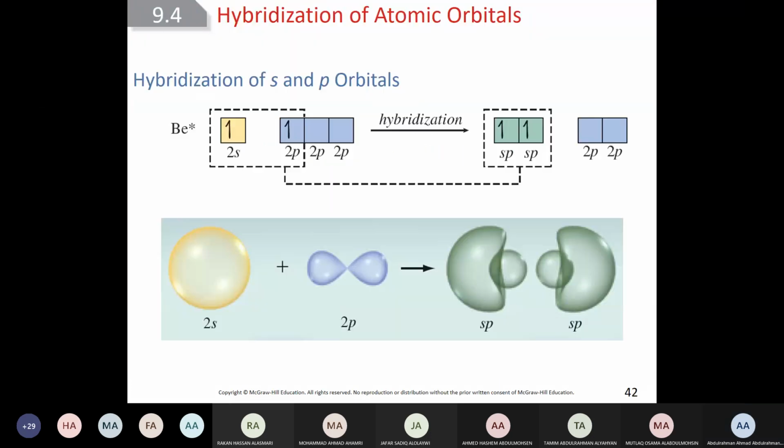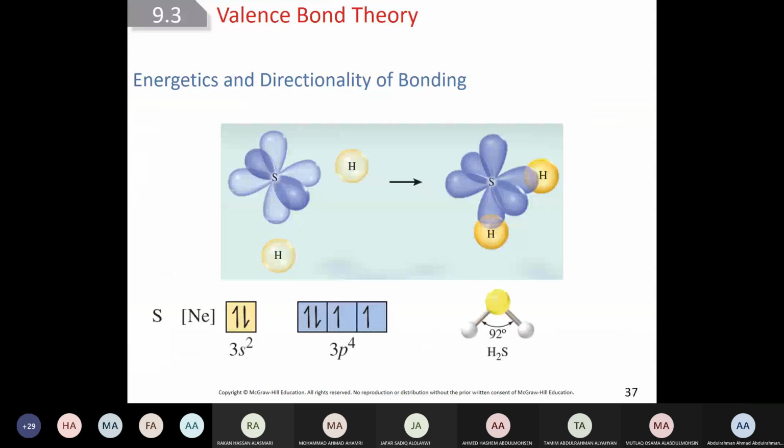We discussed 3 theories so far. The first theory is called valence bond theory. Or actually, before valence bond theory even, we discussed the valence... we discussed this. What's this? VSEPR.